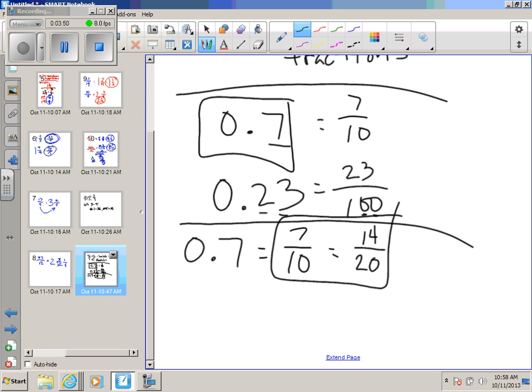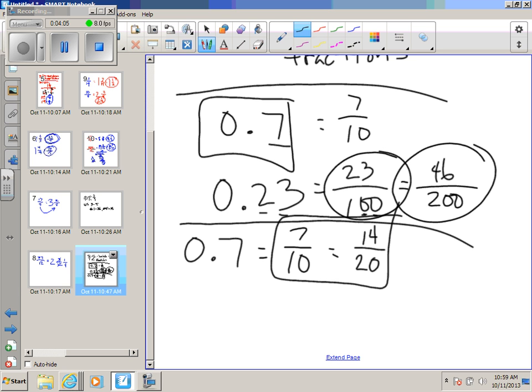How about this 23 over 100? Can you give me another equivalent fraction to 23 hundredths? Yes. 46. Good. Very good. And those would both work. Okay? So it's just taking this one step and then just kind of going backwards to putting it into an equivalent fraction, which we've already done for homework. That was the first lesson that we had.